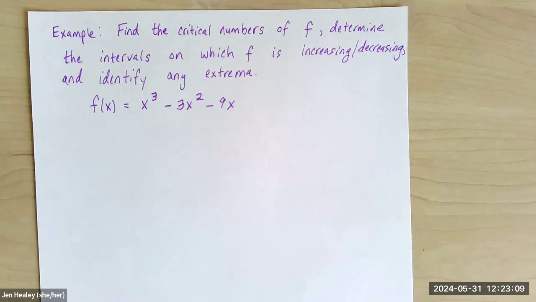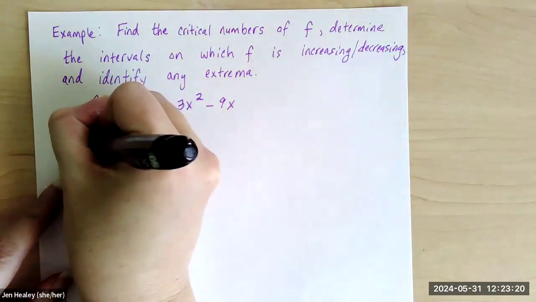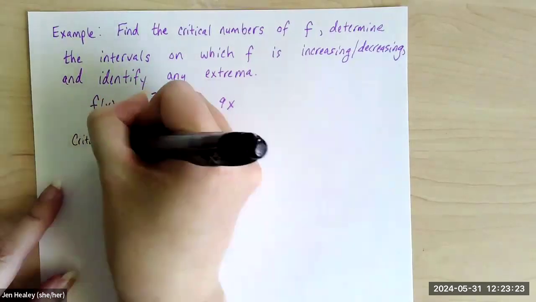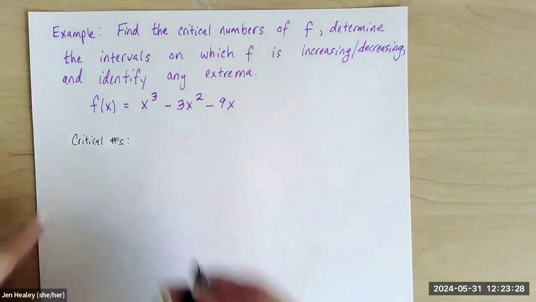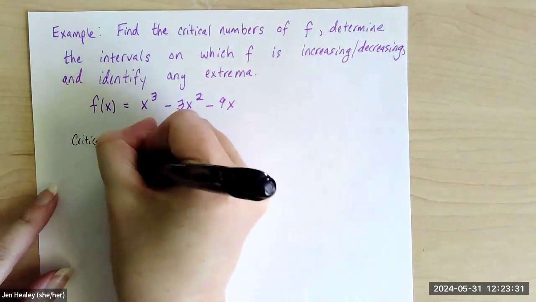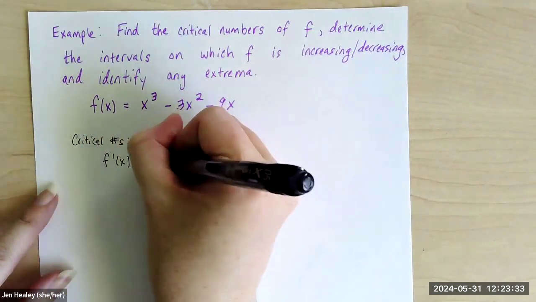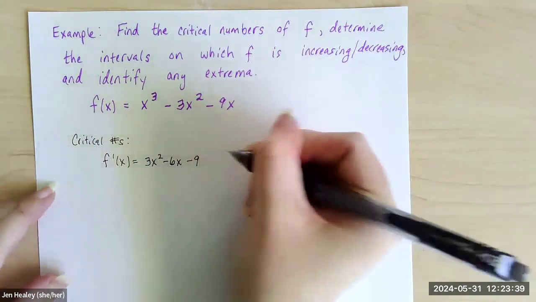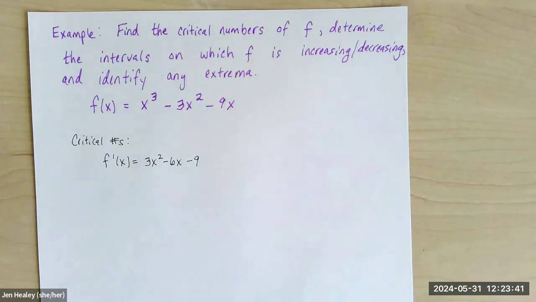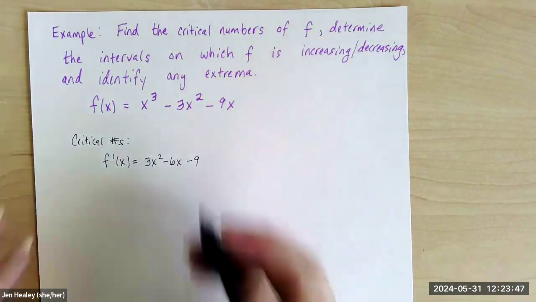But if I didn't know that, I can still answer this question. What I would need to do first is go find my critical numbers. So step one, I'm going to go find critical numbers. To do that, I need to take the derivative. And this is never going to be undefined, so I don't need to worry about that, but I do need to set it equal to 0.